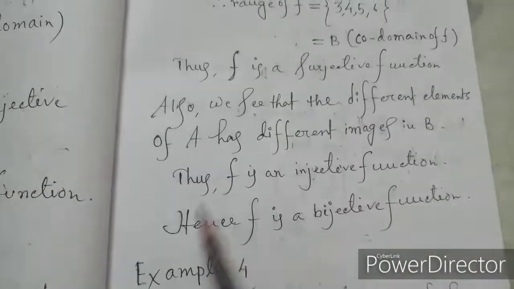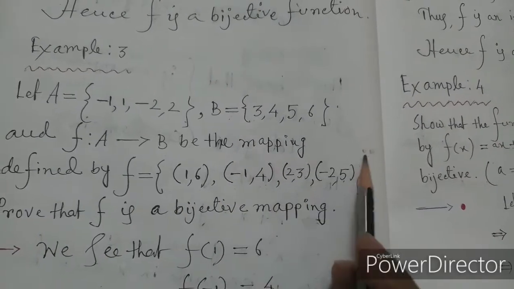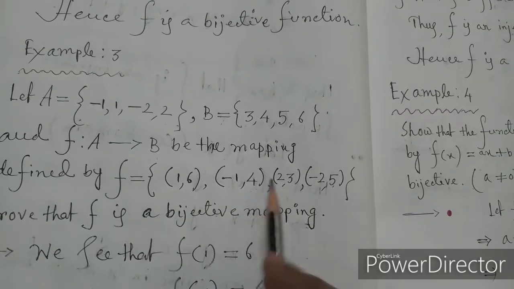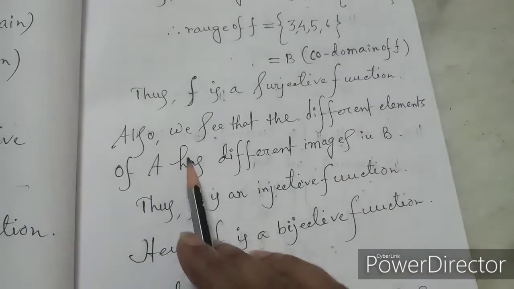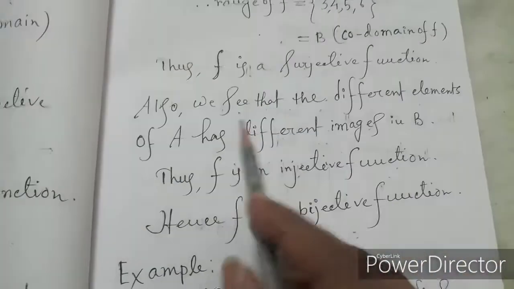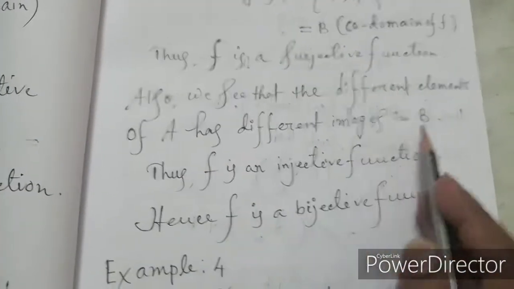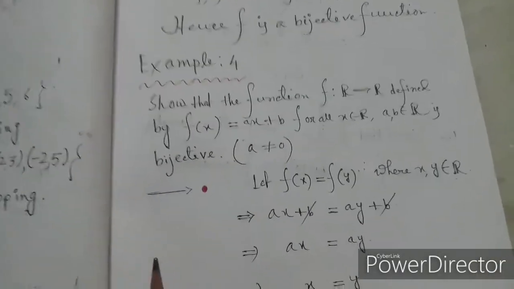Now for the injective part. So look at that. All the different elements of the domain map to different elements in the codomain. 1 maps to 6, -1 maps to 4, 2 maps to 3, -2 maps to 5. So all elements of the domain have different images in the codomain. That's why it is an injective function. So different elements of A have different images in B. So f is an injective function and hence f is a bijective function. Clear? So now example number 4.